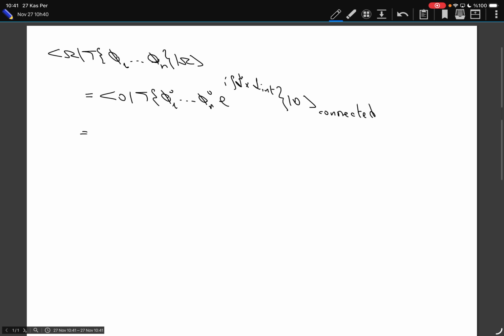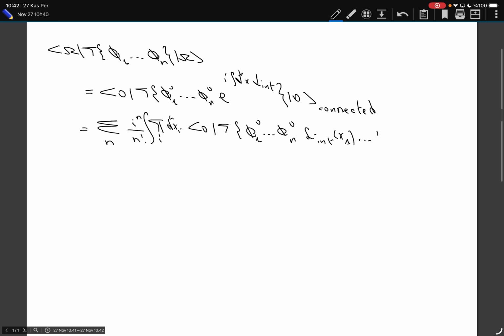We just have an expansion: sum over n, we have i to the n over n factorial, product over i, d^4x_i, and then we have the vacuum expectation value of the interaction Lagrangian at x1 through xn. So we need to calculate this one. Well, n goes from 0 to infinity. Okay, one thing is there are infinitely many terms.